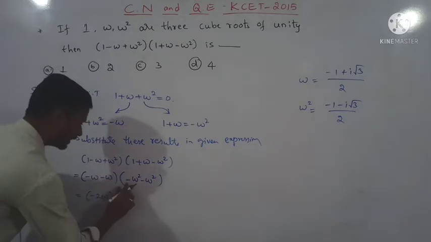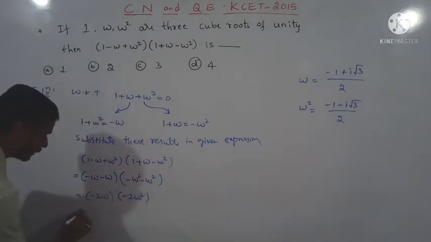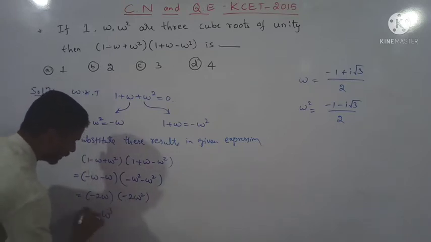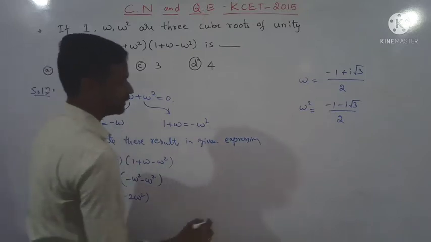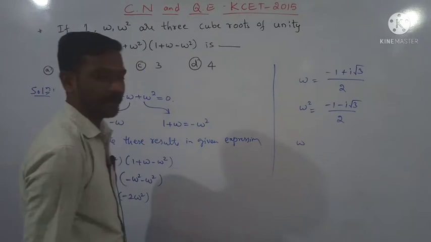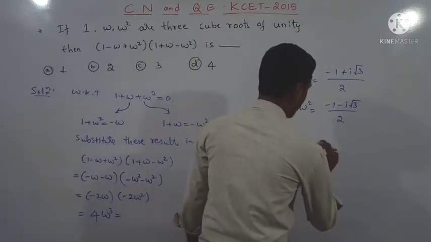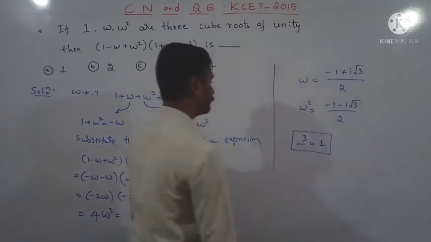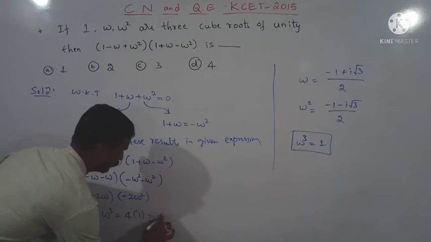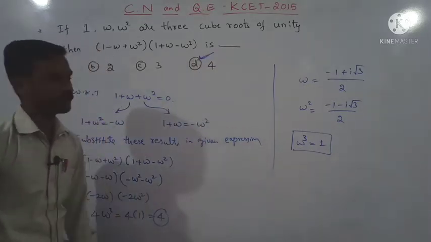Here also we have minus omega square, minus 2 omega square. Minus into minus is plus, 2 2s are 4. Omega into omega square is omega cube. We know that omega cube is equal to 1. Omega equal to minus 1 plus i root 3 by 2, omega square minus 1 minus i root 3 by 2. Omega cube, the answer is 1. Omega cube is equal to 1. So omega cube equals 1 means 4 into 1 is equal to 4. Therefore option D is the correct option. Option D is the correct option.